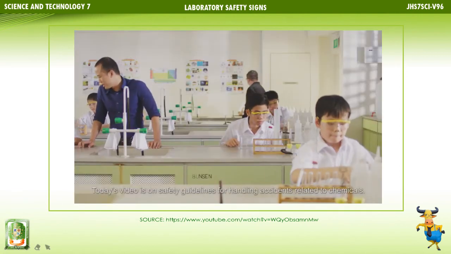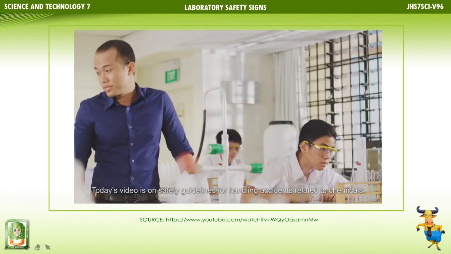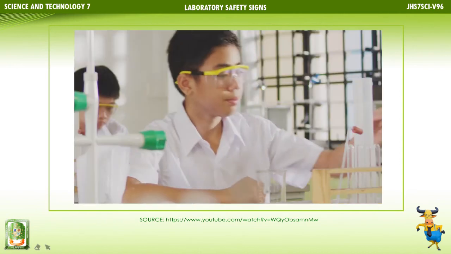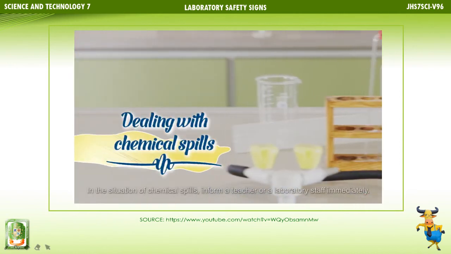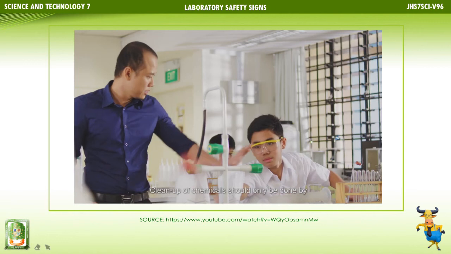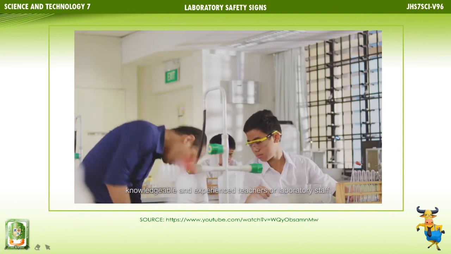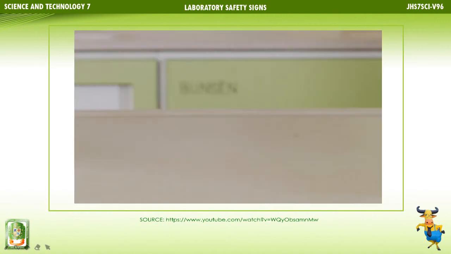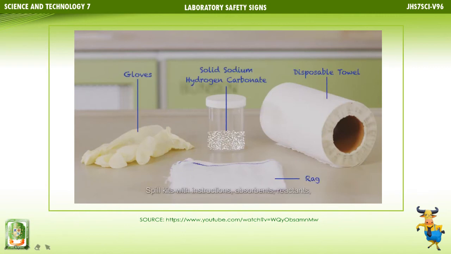Safety guidelines for handling accidents related to chemicals. In the situation of chemical spills, inform a teacher or laboratory staff immediately. Cleanup of chemicals should only be done by knowledgeable and experienced teachers or laboratory staff. Spill kits with instructions, absorbents, reactants, and protective equipment should be available to clean up minor spills. Solid sodium hydrogen carbonate may be used to contain acid spills.